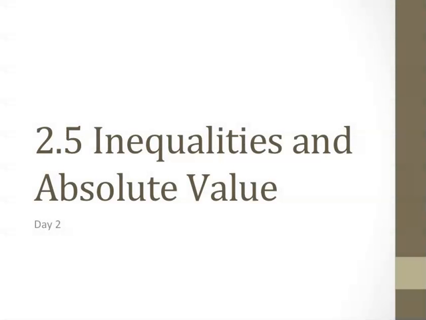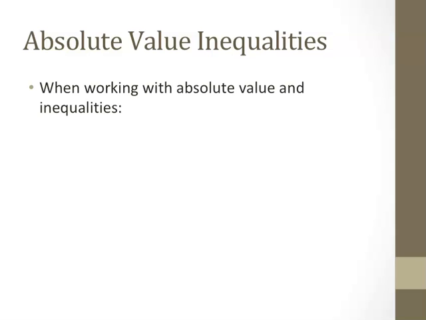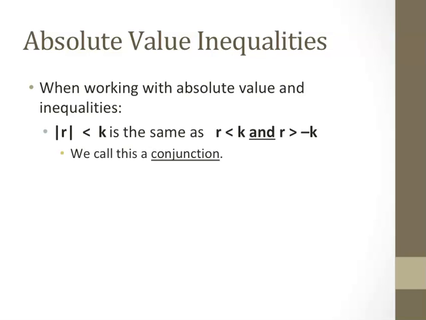We're going to continue our study on inequalities today, particularly talking about absolute value inequalities. Now, when you're working with absolute value inequalities, you're going to have one of two types of problems. In the first type, we'll have an absolute value that's less than something on the right-hand side, and that is the same as writing it as two separate inequalities where r is less than k and r is greater than negative k. And we call this a conjunction.